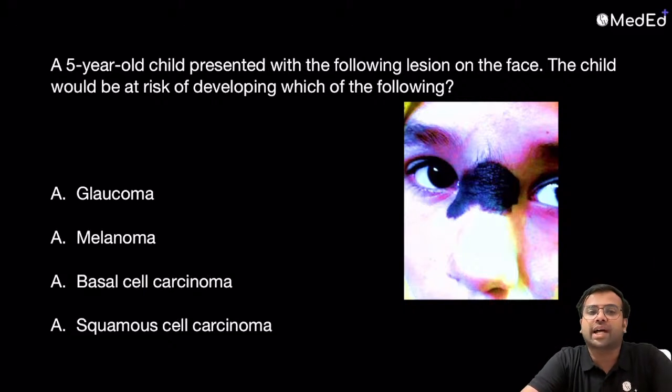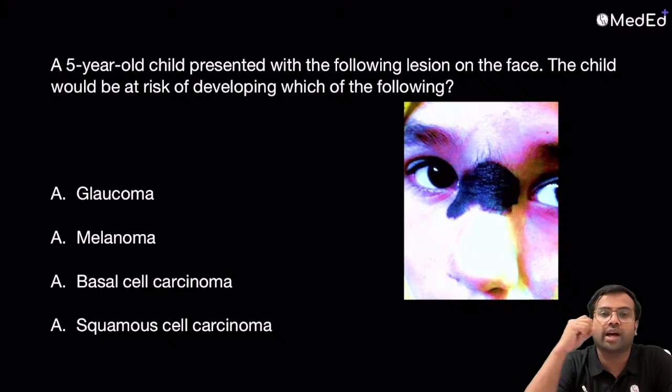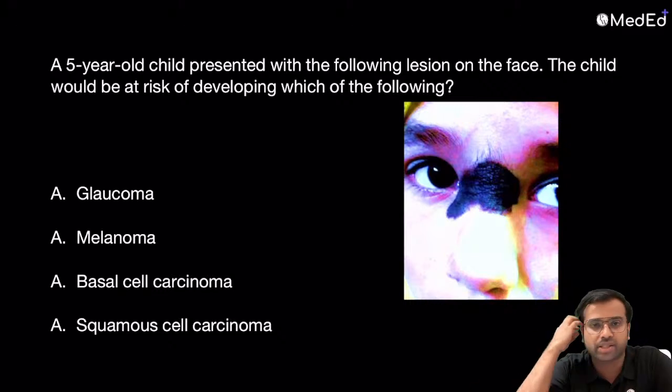A 5-year-old child presents with the following lesions over the face. The child would be at the risk of developing which of the following? Now, what you see here is a patient who is having a very large lesion, isn't it? What is the color of the lesion? Black in color. So there is a black colored mole present over the skin. Now, what is the diagnosis here? The diagnosis can be a giant congenital melanocytic nevus.